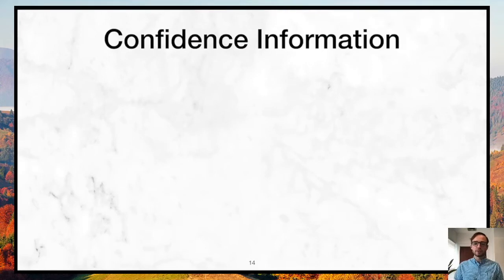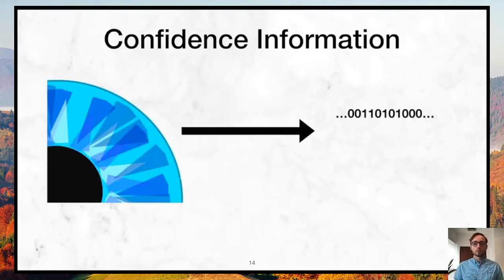I'm now going to give an overview of confidence information. In iris authentication, we represent irises with bit strings. What confidence information in this setting would describe is how confident we are in the symbol that we've picked for this particular reading. I'm going to walk through a little example that I hope helps.